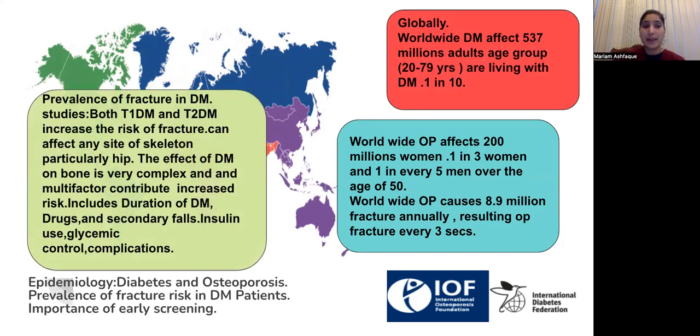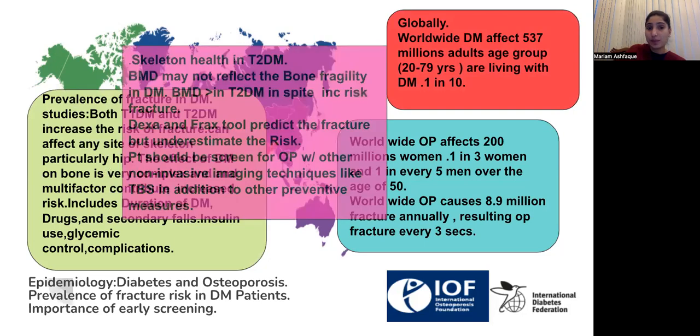Prevalence of fracture in diabetes mellitus. Many studies mention that both types of diabetes increase the risk of fracture, and they can affect any site of the skeleton, including the vertebrae, but hip fractures are particularly more common. The effect of diabetes on bone is very complex, and multiple factors contribute to increased risk, including the duration of diabetes, drugs, secondary falls that might be due to complications, insulin use, and glycemic control.